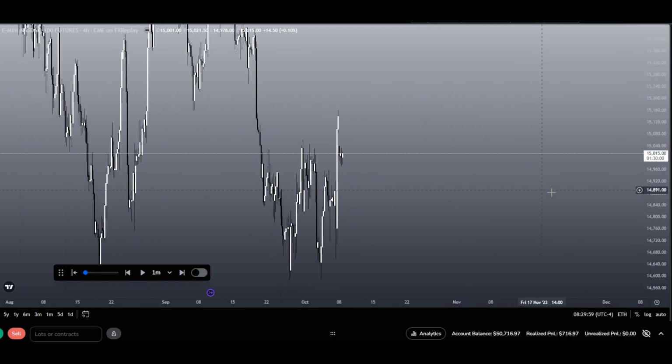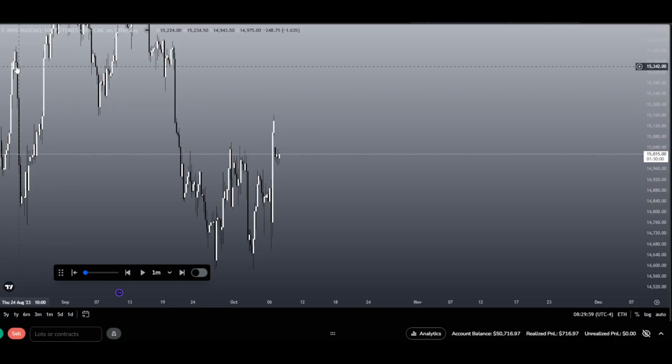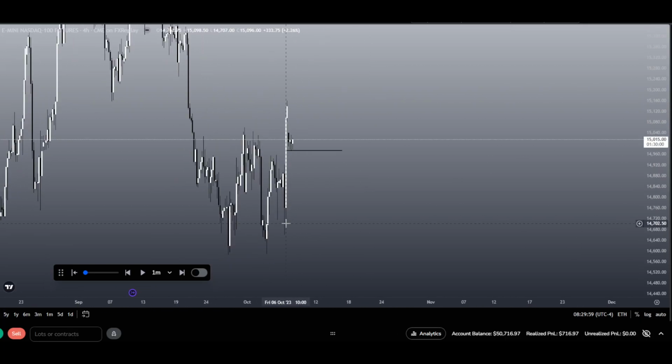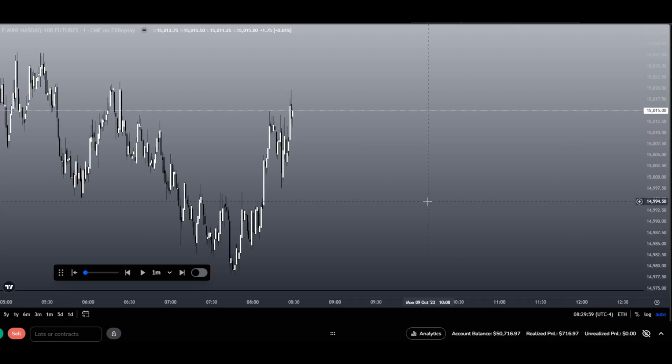Okay. So we're bullish here. 4 hour fair value gap. I want this low to get swept. Then I want to see longs. Probably.